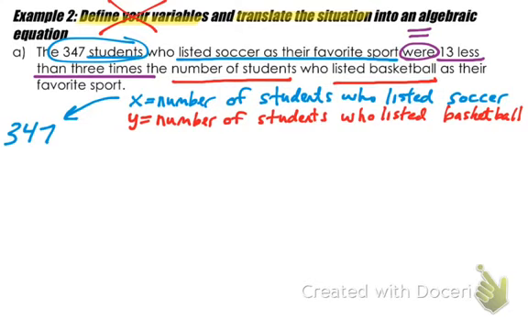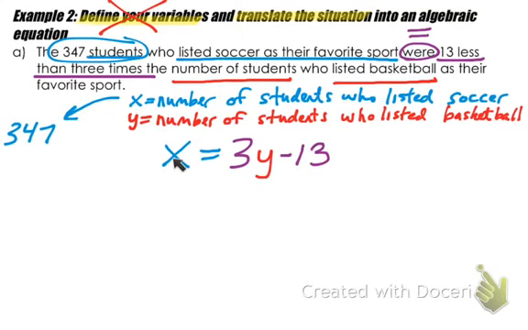So when we translate that sentence into an equation, we take our variable that represents the people who voted soccer as their favorite sport, x, equals, is the word. Now, 13 less than, remember we flip-flop the order, so 3 times the number of students who listed basketball, that would be 3 times y, and then 13 less than that would be minus 13.